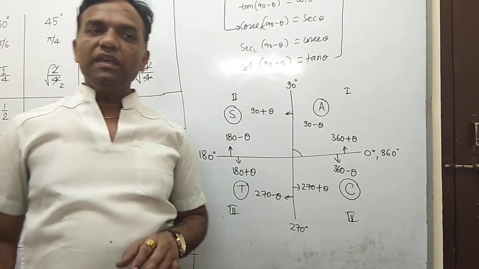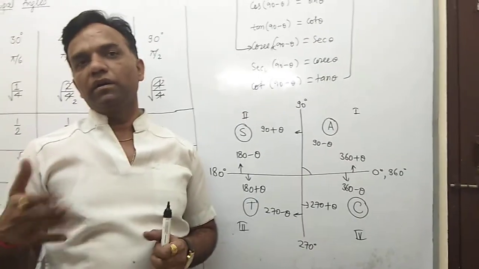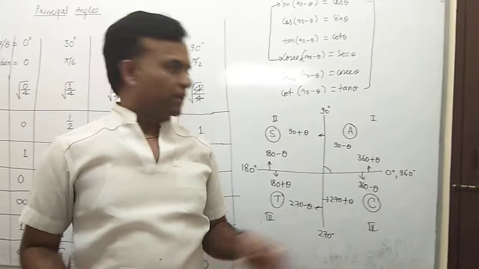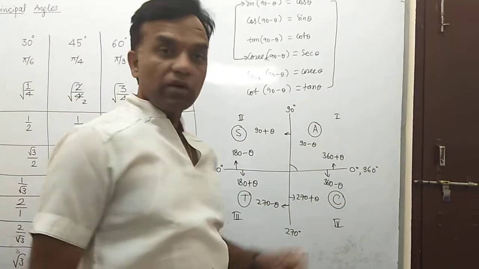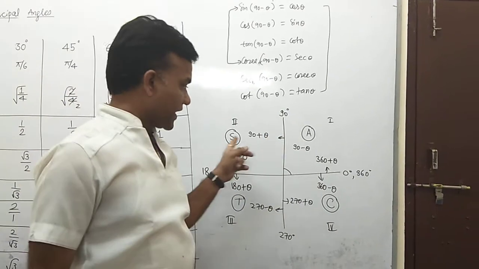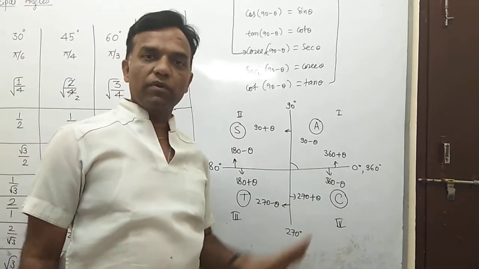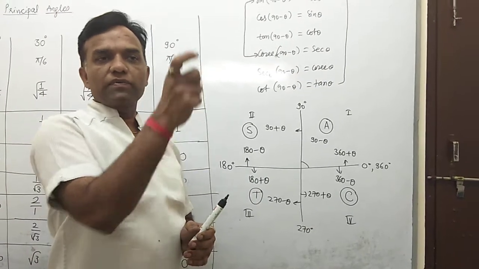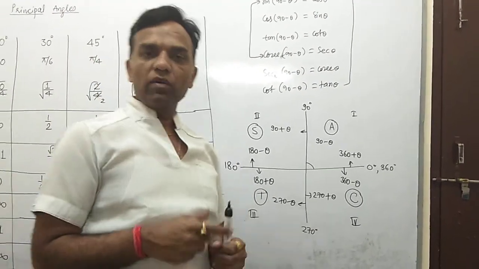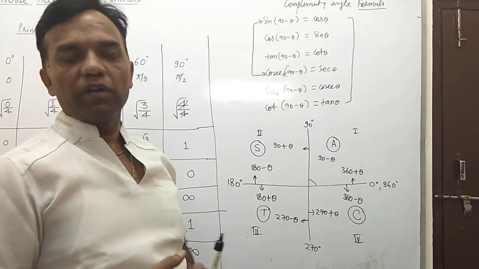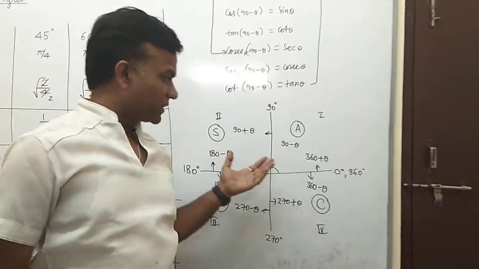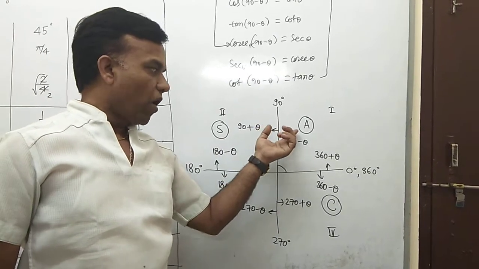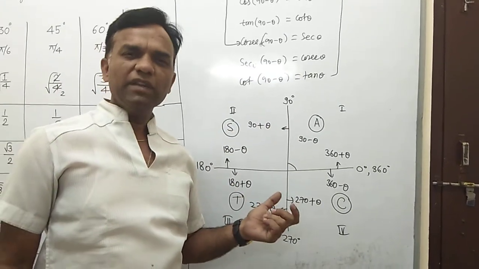Many times, as a trick, you revise the concept. After school, then college, because A for after, S for school, T for then, and C for college. So you revise in this way: after school, then college. You write down after for the first quadrant, school for the second quadrant, then for the third quadrant, and college for the fourth quadrant. Many students also revise it like all silver teacup. Okay, it depends on you.